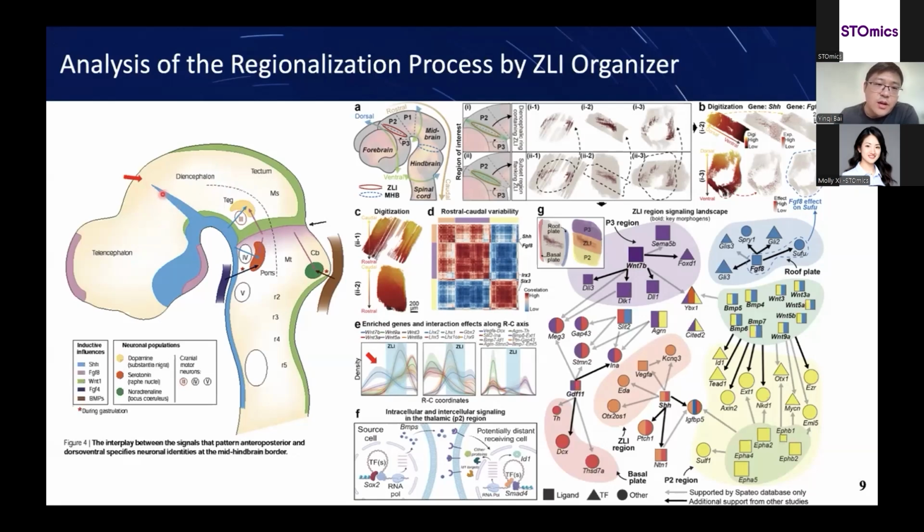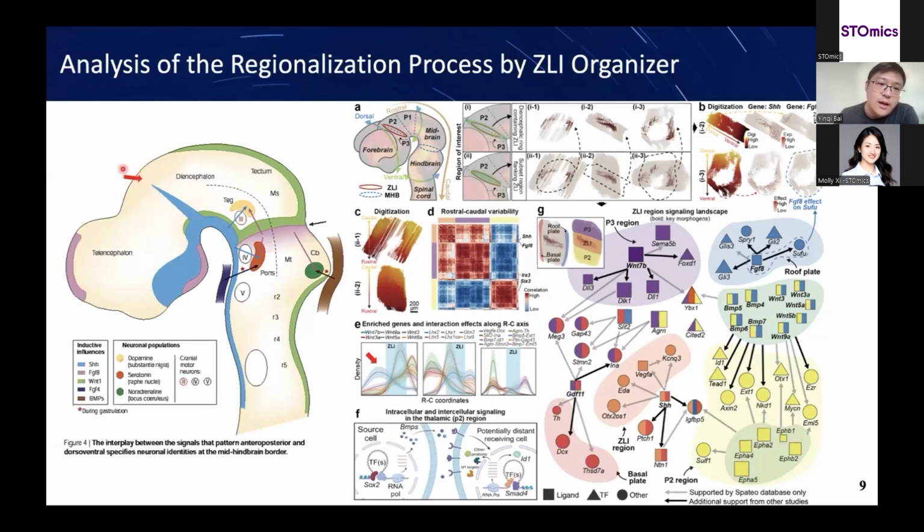And we were also curious that the ZLI is like a ring inserted into the brain. Remember that the brain is a hollow tube at this stage, and the ZLI is like a ring inserted into the brain. However, the ring is not closed. You can see here, the ring is not closed. So what are the other genes expressed here? We call that the roof plate, which inhibits the ZLI, and finally the ZLI cannot form a closed ring.